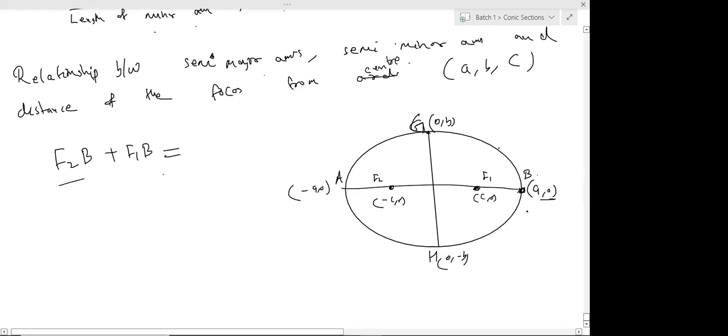For F2B, you have to cross from this to the origin, and this is C, and from here to the point B is A. So F2B is C plus A, plus F1B. F1B is C, this distance. Sorry, no, this is not C. From origin to the focus is C. We have to take this distance, right? F1B. So it is A minus C. So this is the total distance, the sum of the distances from the foci of the point B. And this is 2A.